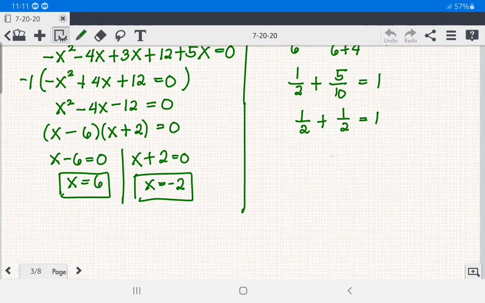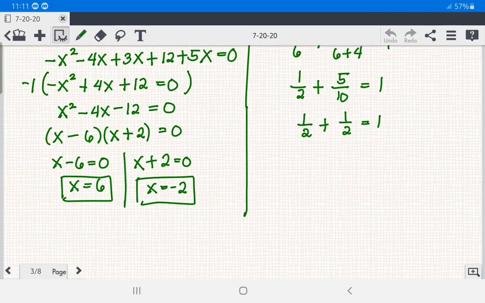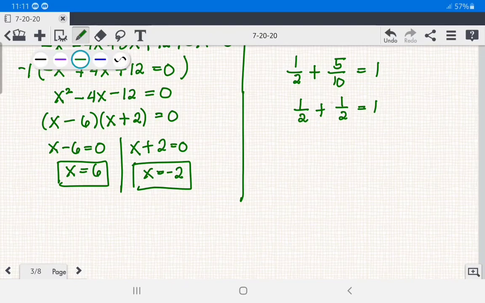They are similar fractions, so you will just add the numerators. We have 1 plus 1, we have 2. Then you will just copy the same denominator, so we have 2 over 2 equals 1. So 2 divided by 2 is 1, equals 1. And then we know that 1/2 plus 1/2 is 1, right?